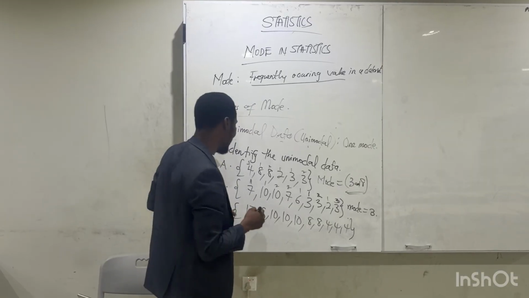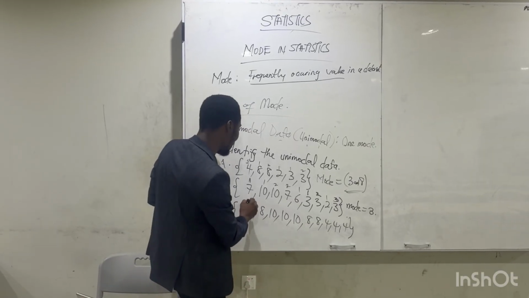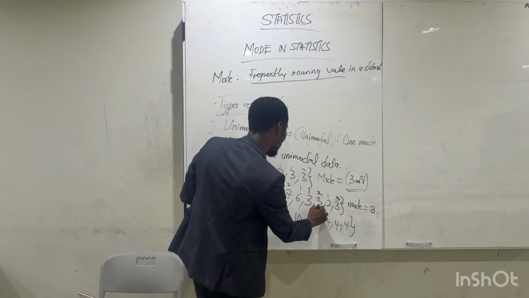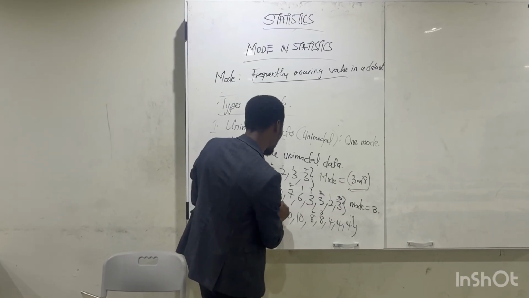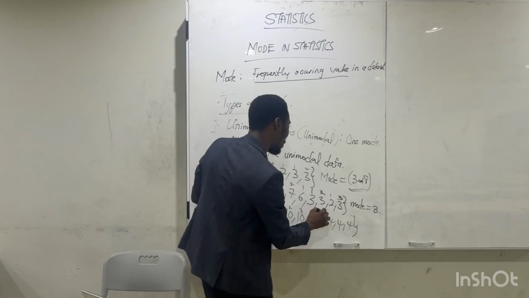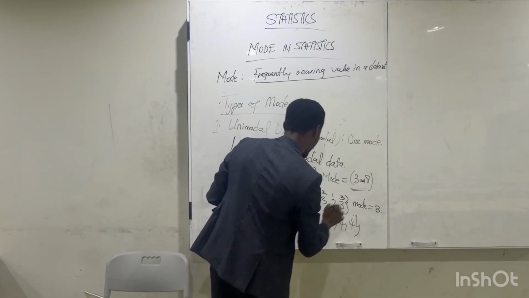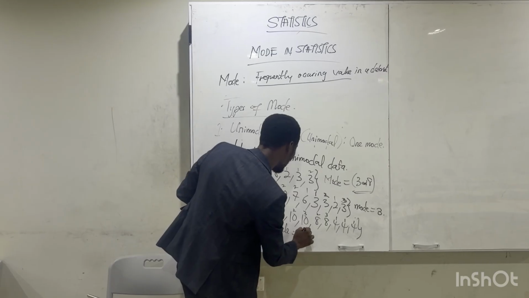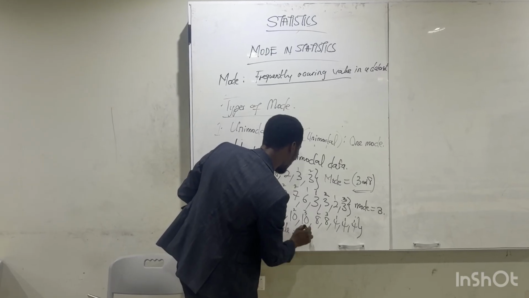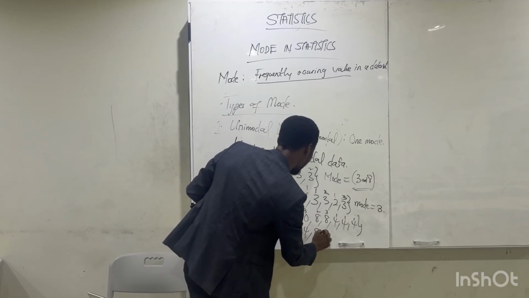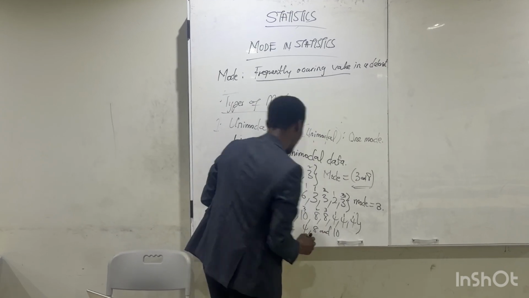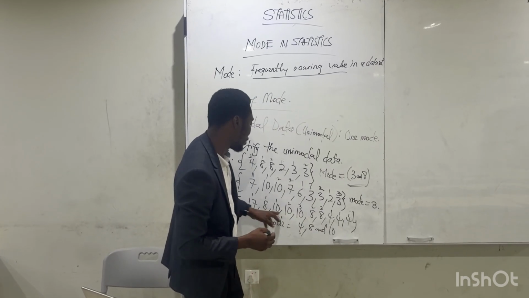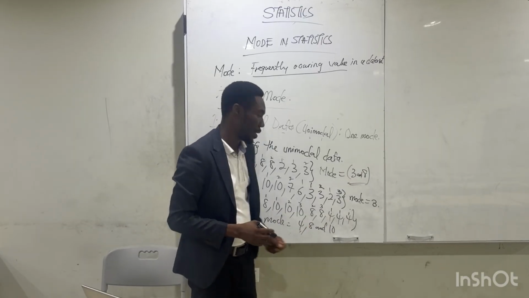Now let's look at the C. The C, 17 is occurring once. 8 is occurring 1, 2, 3. 10 is occurring 1, 2, 3. 4 is occurring 1, 2, 3. So in this data, the mode is equal to 4, 8, and 10, because they are all occurring 3 times. So 8 is occurring 3 times, 10 is occurring 3 times, 4 is also occurring 3 times.